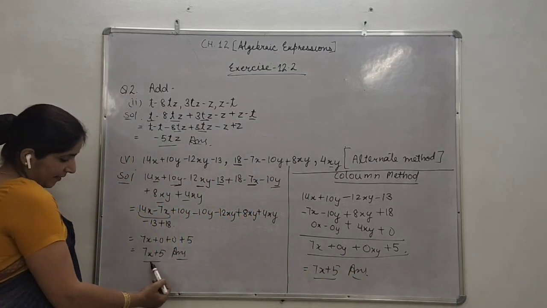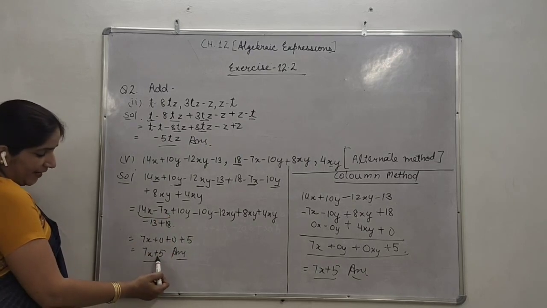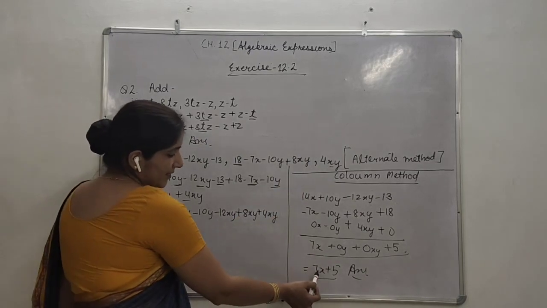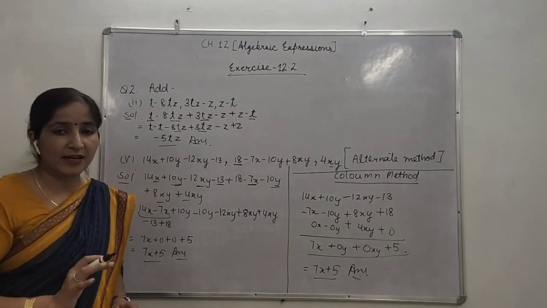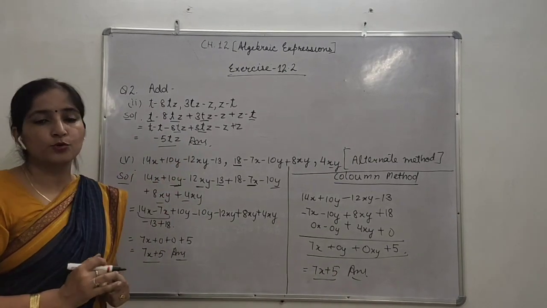Now you can see with the row method we were having 7x plus 5, and with the column method 7x plus 5, which means we are having the same answer after solving this question with the two different methods.